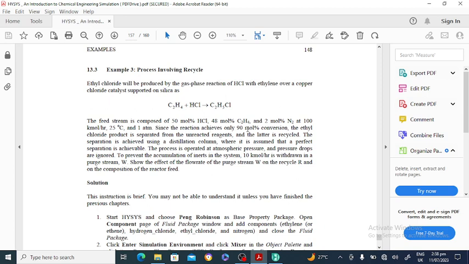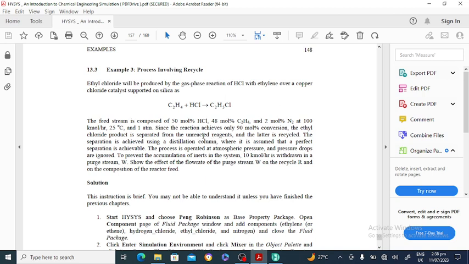The reaction achieves only 90 mole percent conversion, so in this reaction 90% of the ethylene is converted into ethyl chloride. Only 90% conversion of ethene can occur. With 90% conversion, the ethyl chloride product is separated from the unreacted reagent. So after the reaction we will separate the ethyl chloride from the unreacted reagent.